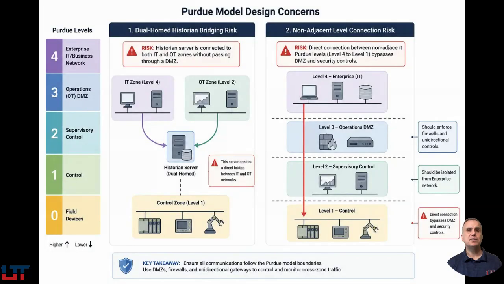How about firewall placement? Is there a firewall between every zone boundary? A diagram that shows OT and IT zones but no firewall between them indicates either a missing control or a documentation gap. Devices spanning zones. Look for any server, workstation, or appliance that has connections to more than one zone. A historian server with lines going to both the OT zone and IT zone without passing through a DMZ is the dual-homed historian bridging risk we talked about earlier. Any connection that runs between non-adjacent Purdue model levels, for example, a direct connection from level 4 enterprise to level 1 control without passing through the DMZ and appropriate firewalls, is another design concern you would need to pay attention to.